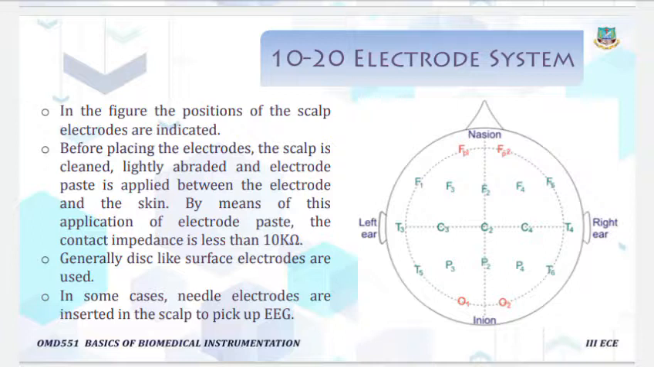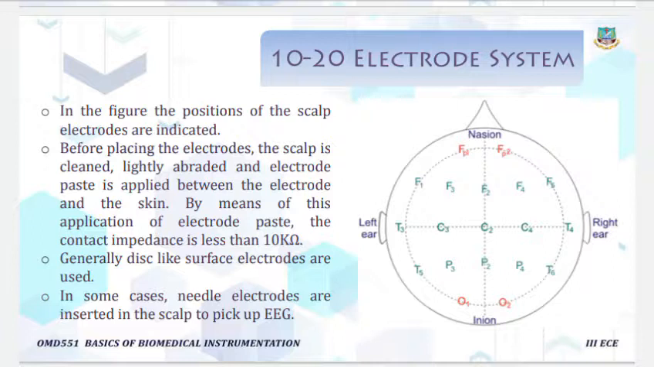Have you understood? So first we have to draw a line from nasion to inion, then from left ear to right ear we get a central point, and at this point we are placing one electrode, that is called Cz, which is at the midpoint of the distance between the nasion and inion, and the distance between the auricular points.